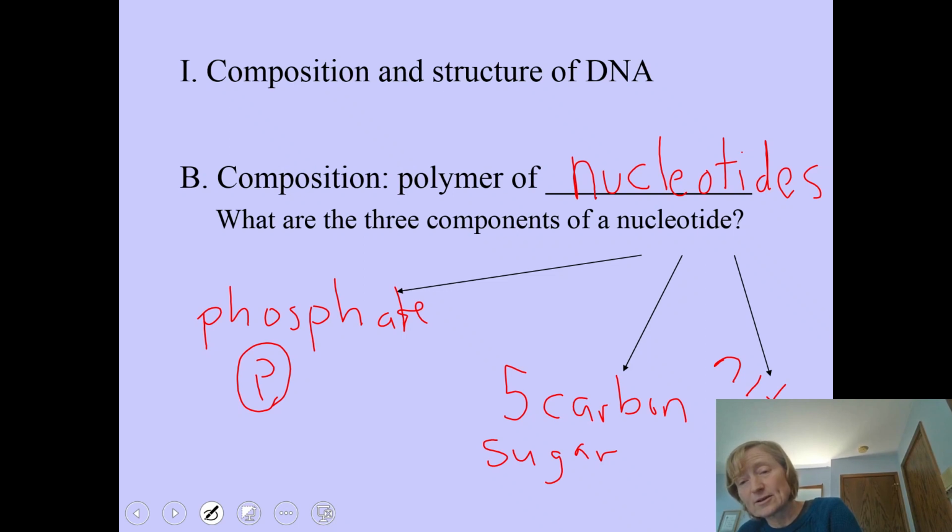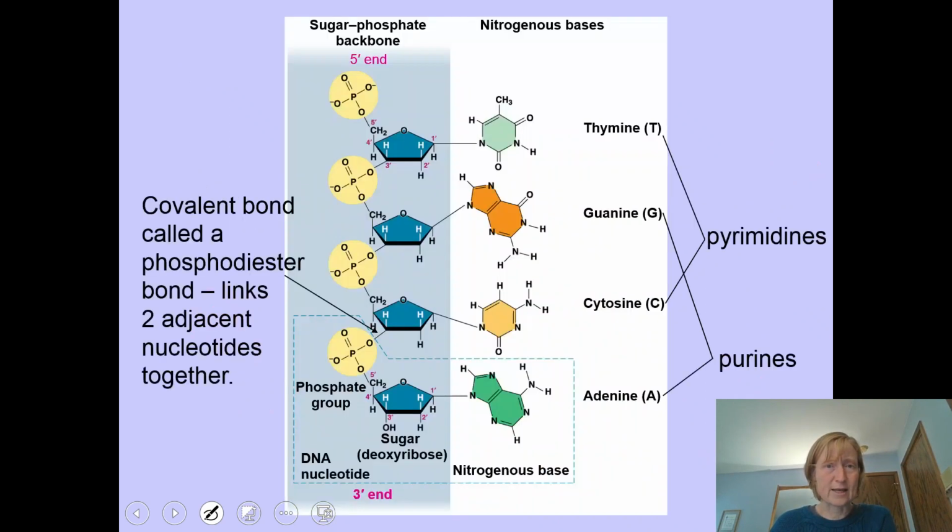Nitrogenous. Let's add the O-U-S there. Base. Okay? A nitrogenous base. So let's take a look at a picture of a nucleotide and several nucleotides put together on the next slide.